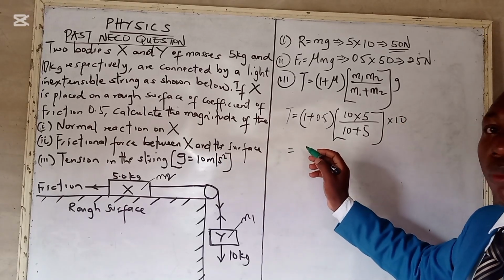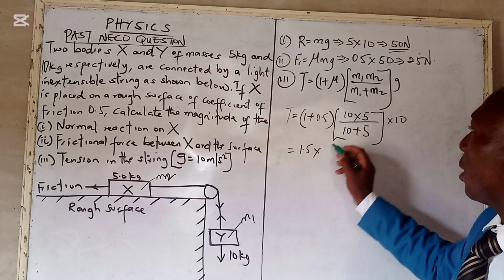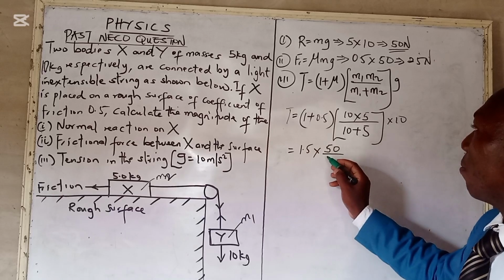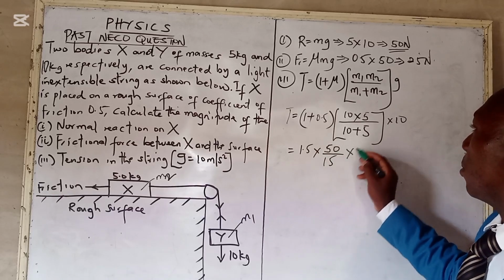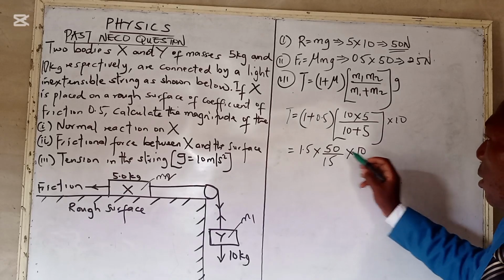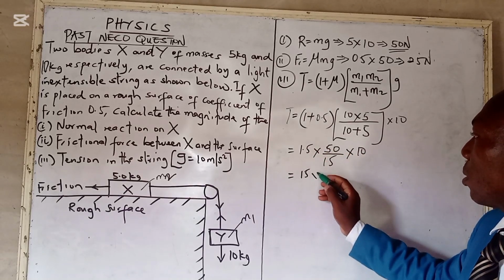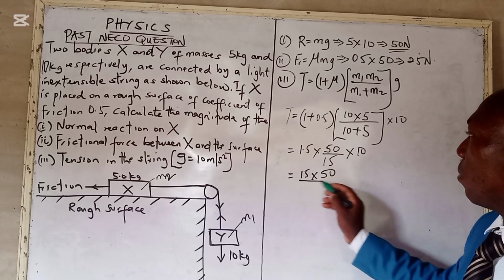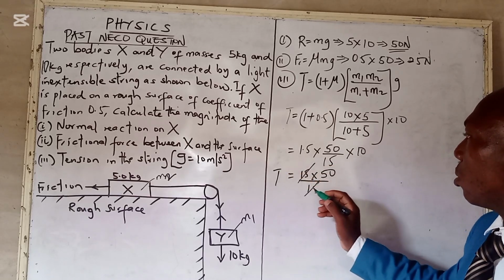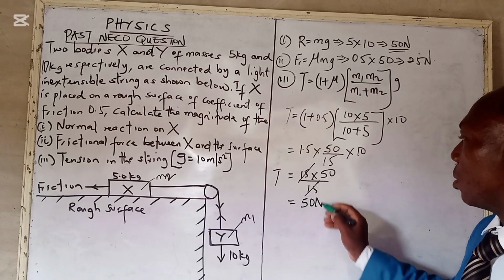So that will give you 1 plus 0.5, that's 1.5, times 10 times 5, 50, over 10 plus 5, 15, times 10. So if you do this very well, you know that 10 times 1.5 will give you 15 times 50 over 15. So if you cancel very well, our tension will be 50 Newton.